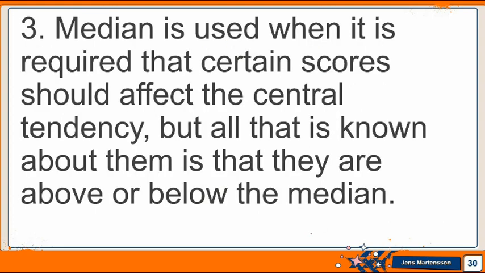Number 3. Median is used when it is required that certain score should affect the central tendency, but all that is known about them is that they are above or below the median. So, kapag kinuha natin si median, madali mong sabihin, or kung gusto mo lang sabihin na ang isang data ba is above or below the median. Kasi pag nakuha mo na yung gitna, madali mo nang ma-describe. Yan, above. Ito below the average.